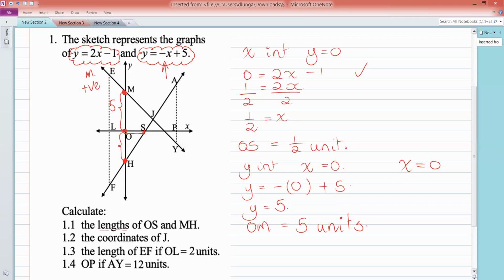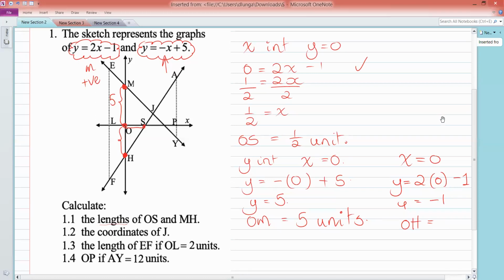Look at the graph, it's upward sloping. So if it's upward sloping, we can't choose the second one. Perfect, the first one. So y equals 2 multiplied by 0 minus 1. 2 times 0 is just 0. What we are left with is 0 minus 1, which is minus 1. So the distance from O to H. Remember, distance is always going to be positive. So the distance from O to H is actually 1 unit.